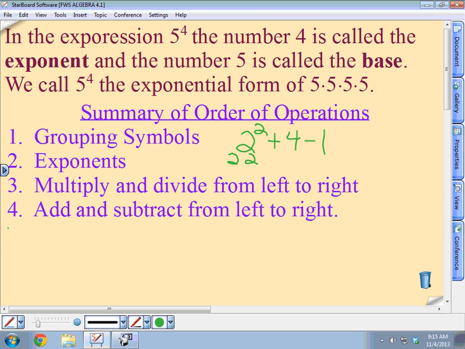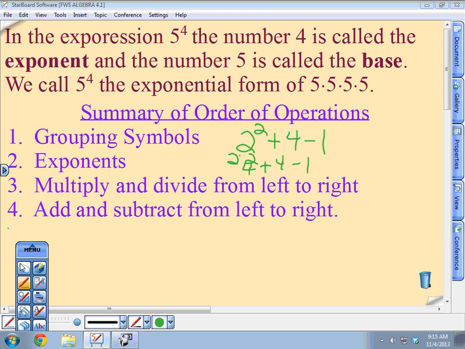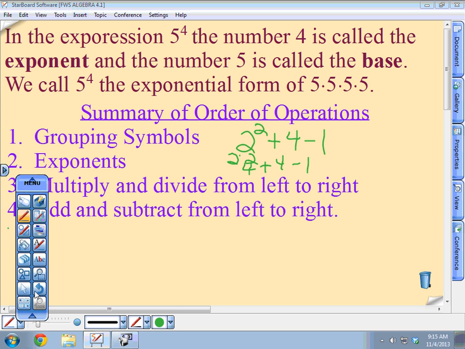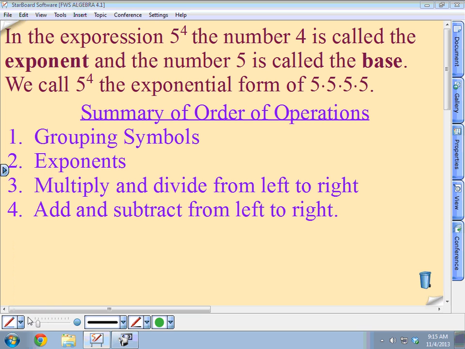2 times 2, which is 4. So I'd say 4 plus 4 minus 1. So I'm going to do the exponents. After I do the grouping symbol, I'll do the exponents next. Then I multiply and divide from left to right. So if I have 6 divided by 2 times 3 plus 1.